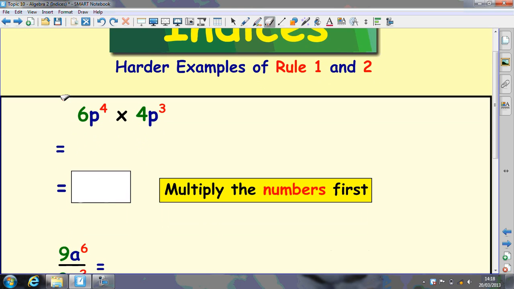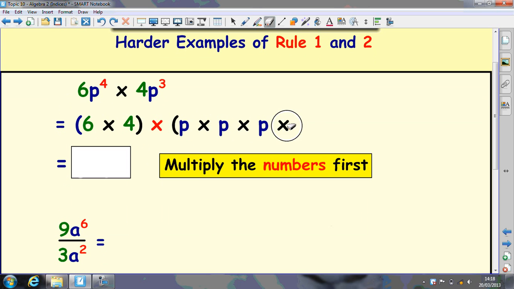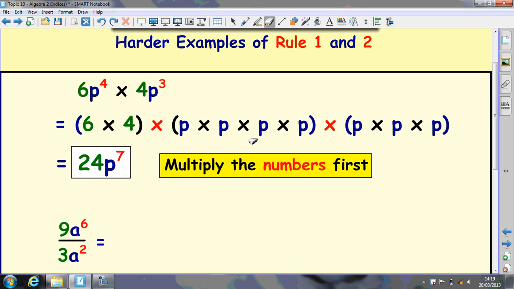Okay, let's look at some harder examples of rule 1 and 2. Sometimes you've got numbers at the front, so do the numbers first. So 6 4s make the first part, and p to the 4 times p to the 3 make the second part. So that's p times p times p times p times p times p times p. This is a long way of doing it to try and get you to understand what's happening. Again, you can do it much quicker if you understand. 6 4s are 24, and if you add the indices, you get p to the power 7, as in 7 lots of p here. So do the numbers first, then the powers.